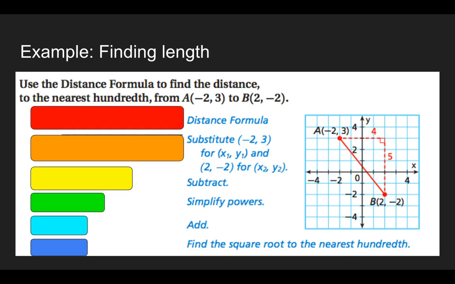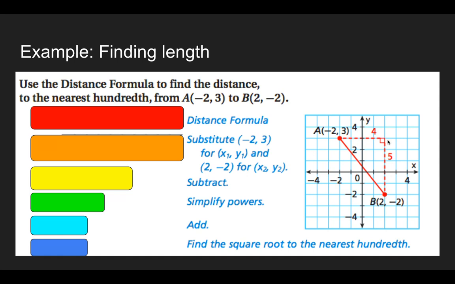Okay, so now that you've gotten a couple of examples under your belt, let's formalize that thought in your notes. So looking at this example, it says use the distance formula to find the distance to the nearest hundredth from negative 2, 3 to 2, negative 2. So that's negative 2, 3 to 2, negative 2.